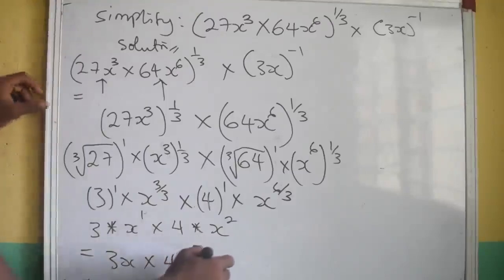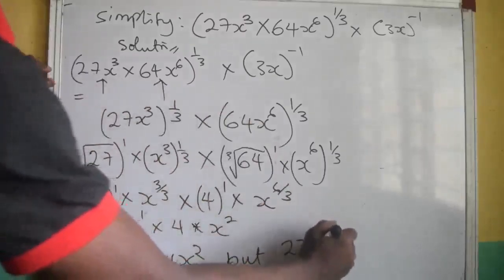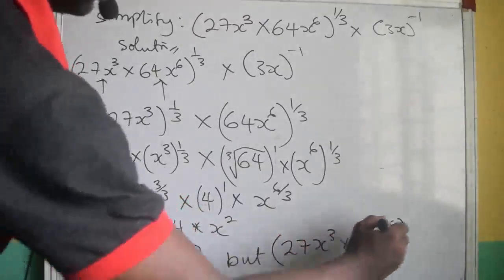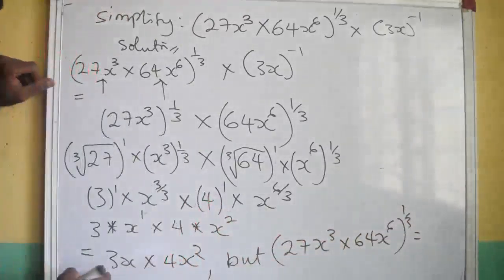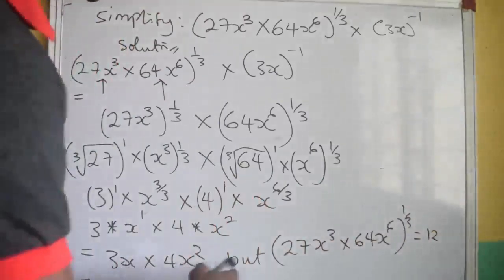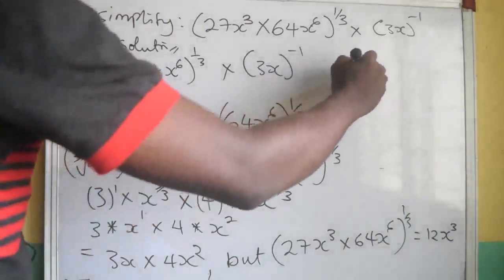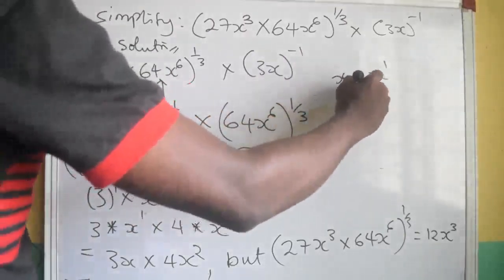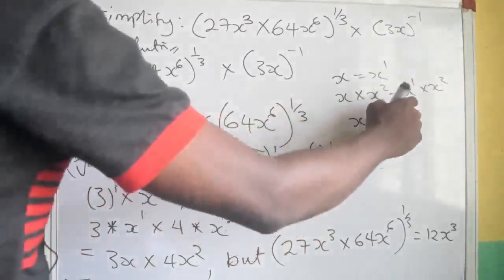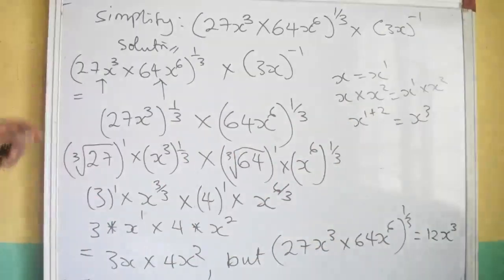So you remember that you said everything here, which is 27x cubed multiplied by 64x to the 6, all raised to power half, I'm saying this times this, 3 times 4 is 12. x times x squared will give you x raised to power 3. So how did we get this? If you say x is the same as x raised to power 1, then x times x squared means x raised to power 1 times x raised to power 2. And you know what the law of indices is? If the bases are the same, keep one base. Because of multiplication, we add the powers. So we get x raised to power 3. This is how we got this.